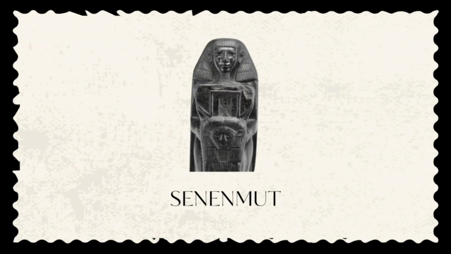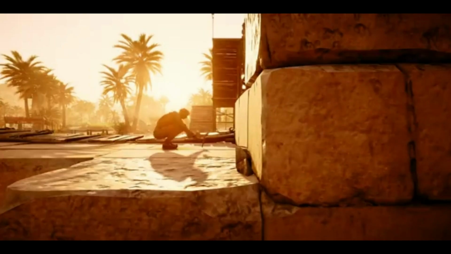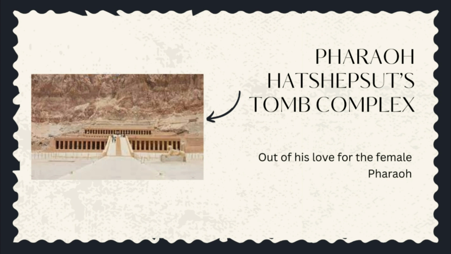Now we have Senenmut, an architect during the New Kingdom. As the royal chief architect, he was responsible for every major building projects during his time. This includes Pharaoh Hatshepsut's tomb complex. It was said that Pharaoh Hatshepsut and Senenmut had a secret affair. Latest tea, my fellow Mosa.